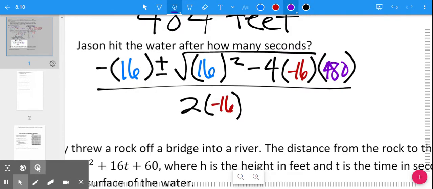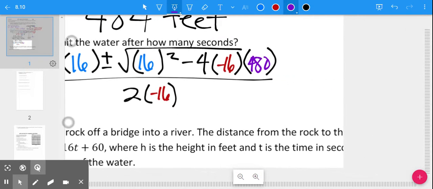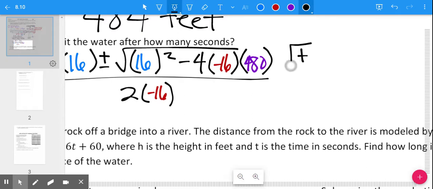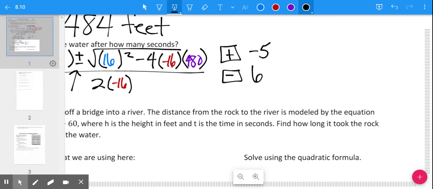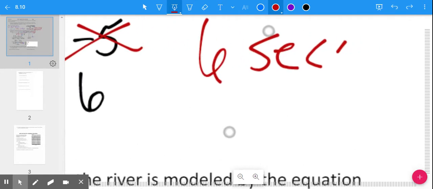And when you plug that into your calculator using the addition sign, you get negative 5. When you use the subtraction sign on the outside of your square root, you get positive 6. So we know that the negative 5 in context is not going to make sense. He's not going to hit the water in negative 5 seconds, so it's going to take him 6 seconds to hit the water.